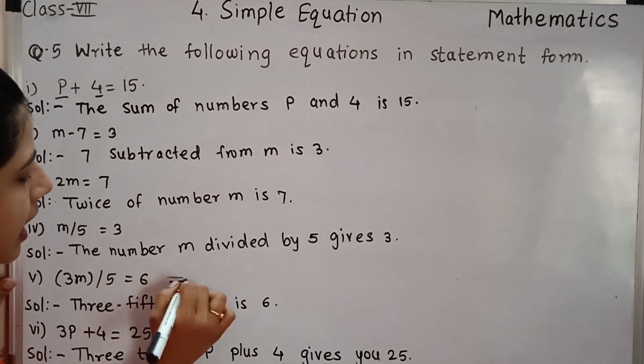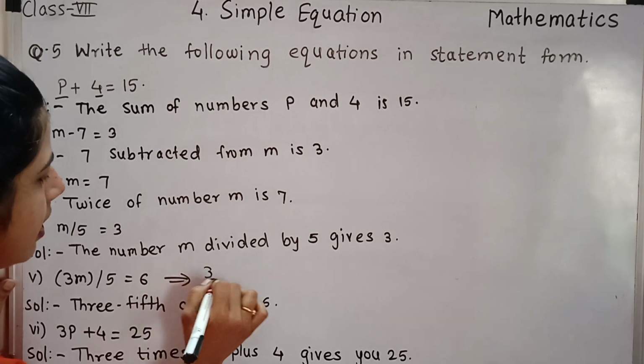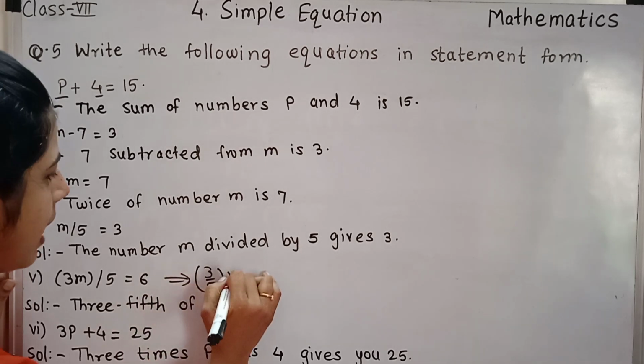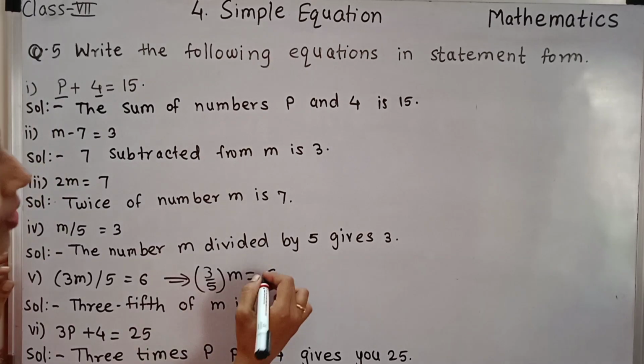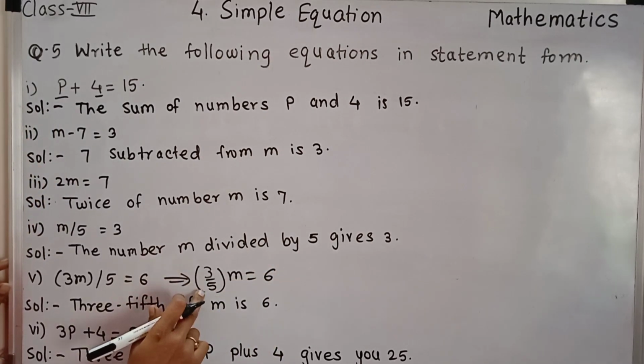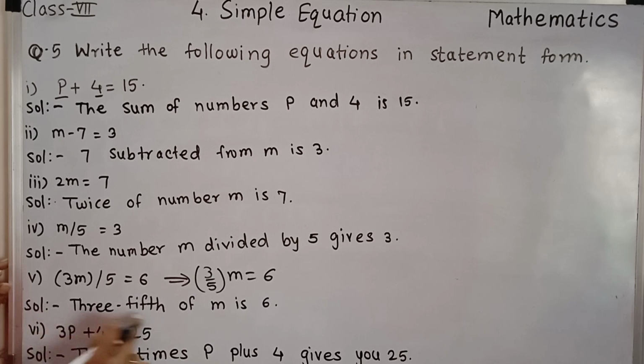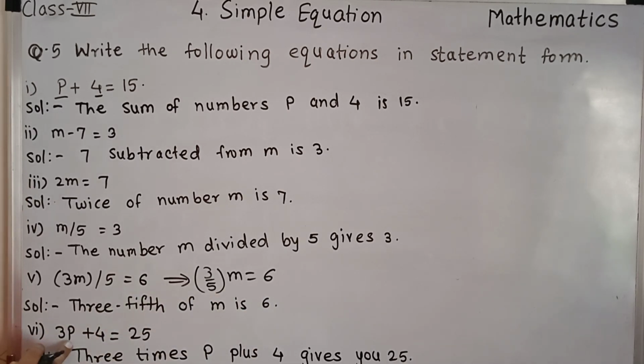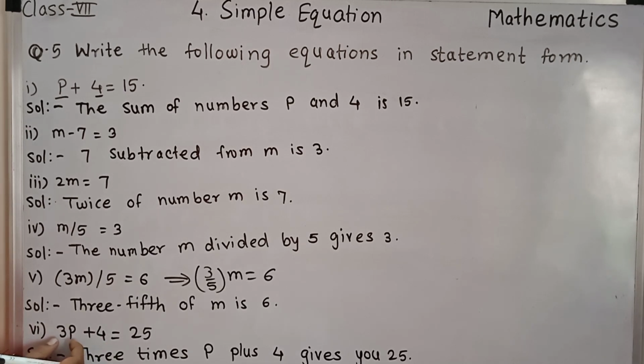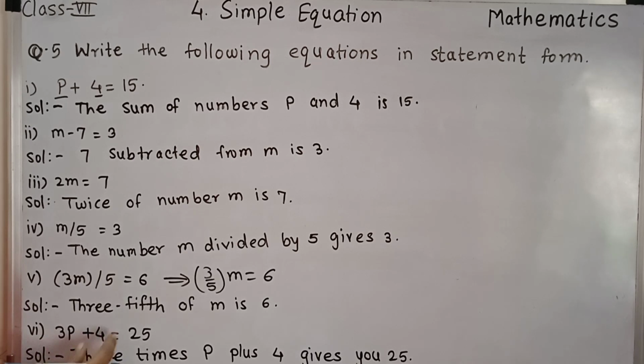Now here fifth one is that 3m divided by 5 equal to 6. So this statement can be written as 3 divided by 5 into m equal to 6. So this is 3/5 of the number m. So 3/5 of the m is 6. Yes. Next one is 3p plus 4 equal to 25. So what we have done is the product of 3 and p, and then we added 4, which will give us 25. So this can be written as 3 times p plus 4 gives you 25. Very easy. Yes.